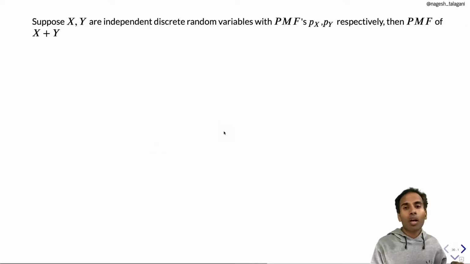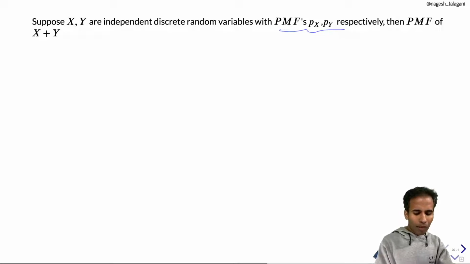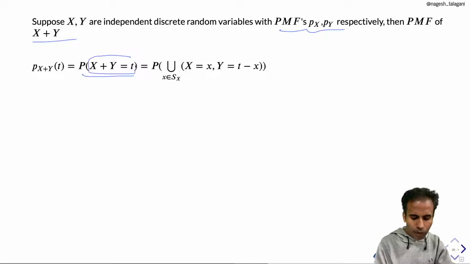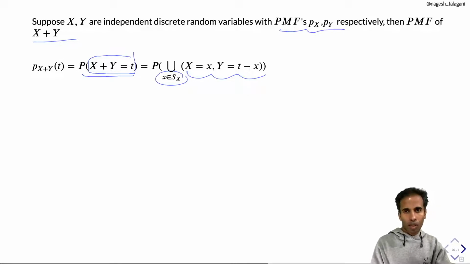Okay, next. Now we are going to get the convolution formula for the PMF of the sum of two independent discrete random variables. Suppose X and Y are independent discrete random variables with the PMFs pX and pY respectively. Then the PMF of X + Y, by definition, p_{X+Y}(t) should be the probability of X + Y = t. Now this event X + Y = t can be expressed as the union of the events {X = x, Y = t − x}, where this union runs over x belonging to the support of X.